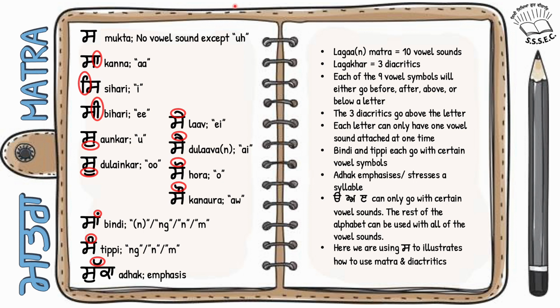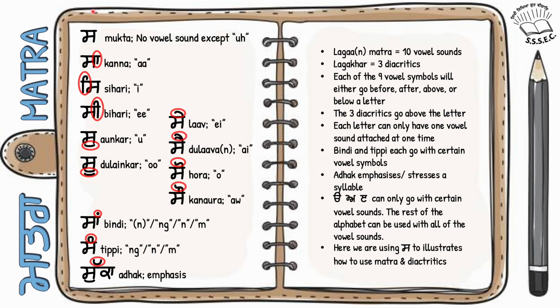When we learn the matra, we learn these lagaa matra, which are the vowel sounds, and the lagakhar, the 3 diacritics. Each of these 9 symbols here, for the lagaa matra, they will either go after, before, below, or above the letter that they're attached to. And it's important to remember that each letter can only have one of these 9 symbols attached to it. Just quickly summarizing what sound they all make.